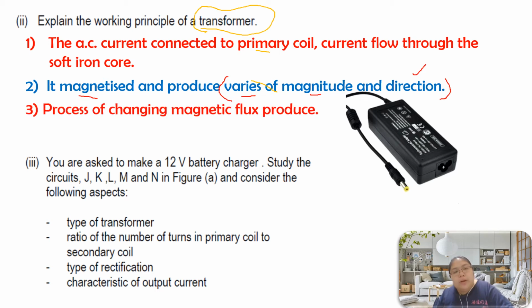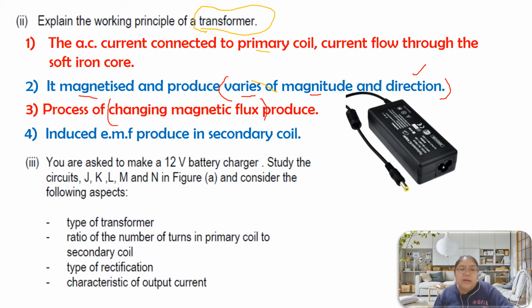Number 3, the process of changing magnetic flux, because of the varying magnitude and also the direction. So that means we can call it a changing magnetic flux. Because of this process of changing magnetic flux, finally an induced EMF is produced in the secondary coil. So this is the four steps to explain the working principle of the transformer.